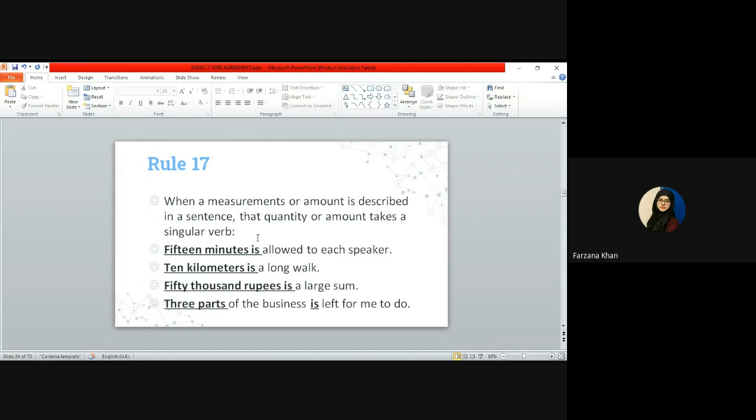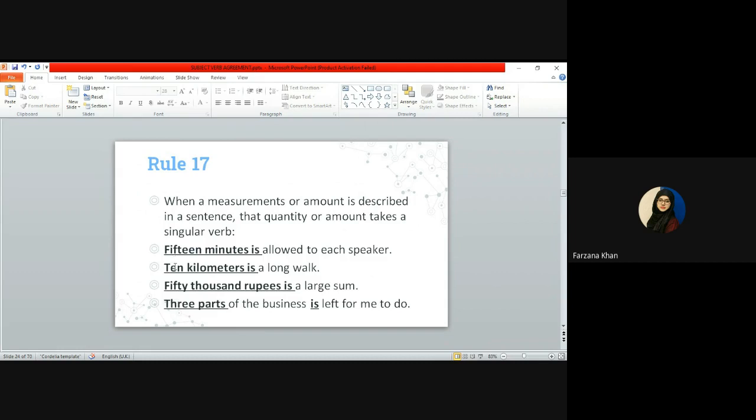Here you can see in the example, 15 minutes is allowed to each speaker, right? So 15 minutes is basically telling us the measurements, so it is taken as a singular subject. That's why it requires a singular verb, which is: 15 minutes is allowed to each speaker.